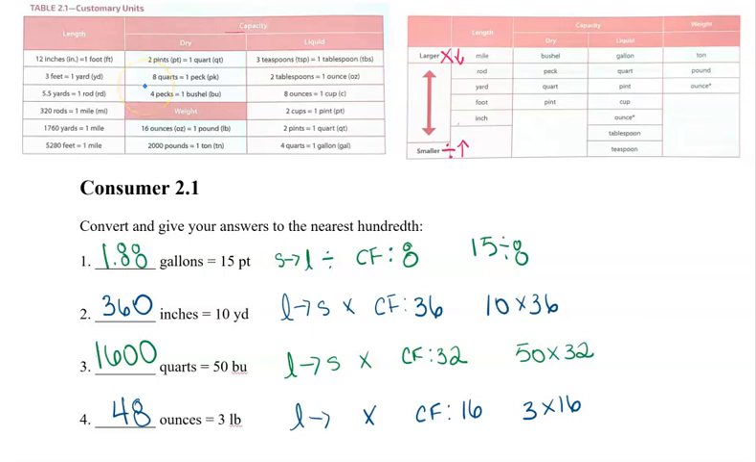On number 4, you're going from pounds to ounces, so you need to decide, is that weight or liquid measure? Well, it's pounds and ounces, so it's weight, not ounces and cups. So we're going to look over here in the middle part of our chart. 16 ounces is in 1 pound. That's our conversion factor, 16. And because we're going from a larger to a smaller unit, we are going to multiply. So we say 3 times 16 to get 48 ounces in 3 pounds.